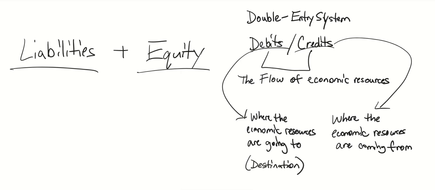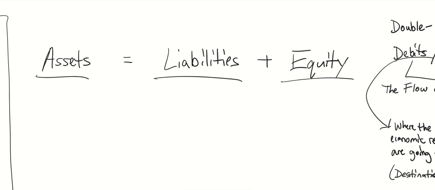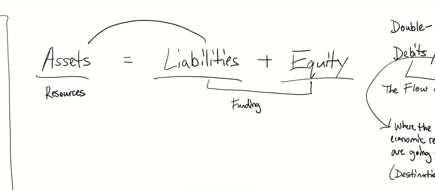All right. So when I go back to the accounting equation, remember from chapter 1, assets are your resources. This is the resources that you have. Liabilities plus equity, this is your funding sources here. Okay, funding sources. So your liabilities and equity is funding your resources.